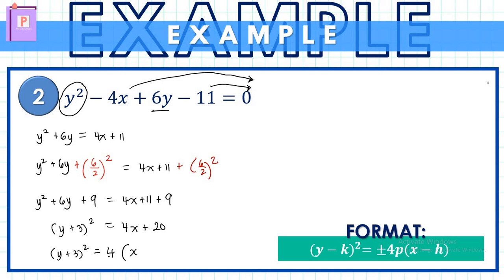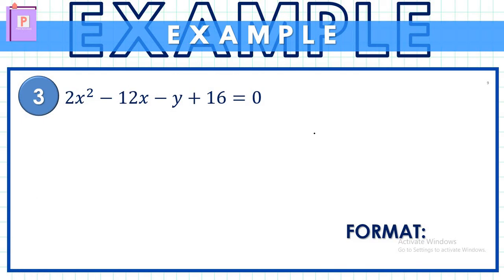And then what will you multiply to 4 to get 20? That is positive 5. Therefore, the standard form of the given general form in item number 2 is quantity y plus 3 squared equals 4 times x plus 5. And definitely, it is now on the same format with the given standard form. And since it's already in the standard form, we can verify that this is a parabola that opens to the right. Another example, this time, this is a variable x which is squared.